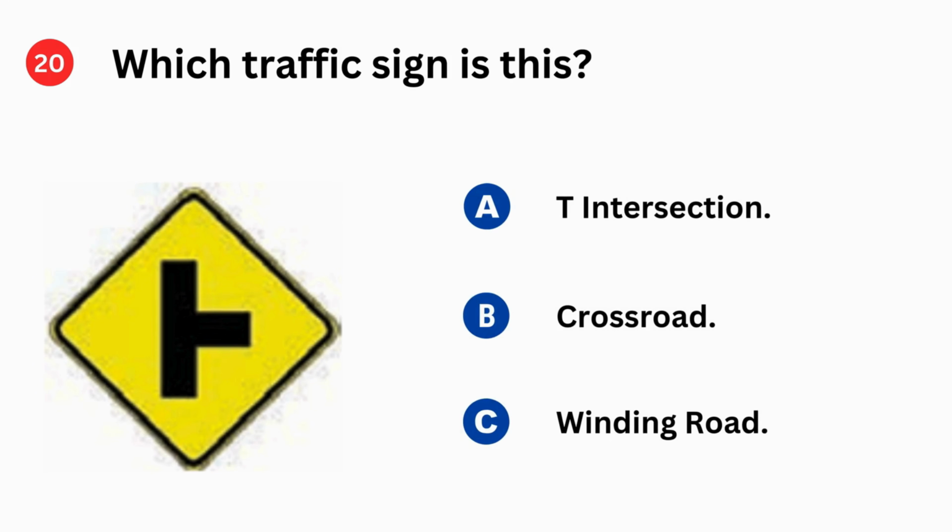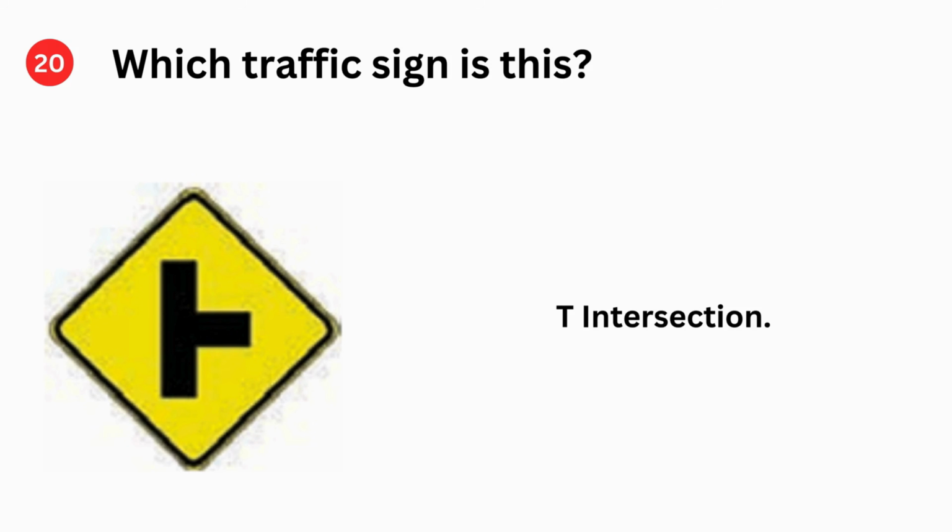Which traffic sign is this? A, T intersection, B, crossroad, C, winding road. Perfect. It is the T intersection sign.